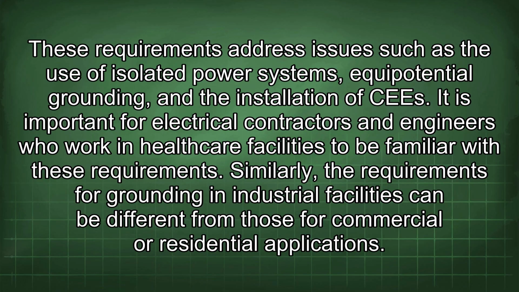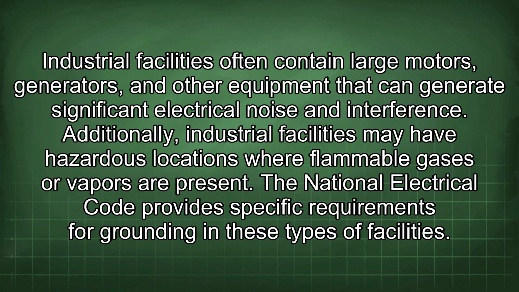Similarly, the requirements for grounding in industrial facilities can be different from those for commercial or residential applications. Industrial facilities often contain large motors, generators, and other equipment that can generate significant electrical noise and interference. Additionally, industrial facilities may have hazardous locations where flammable gases or vapors are present. The National Electrical Code provides specific requirements for grounding in these types of facilities.